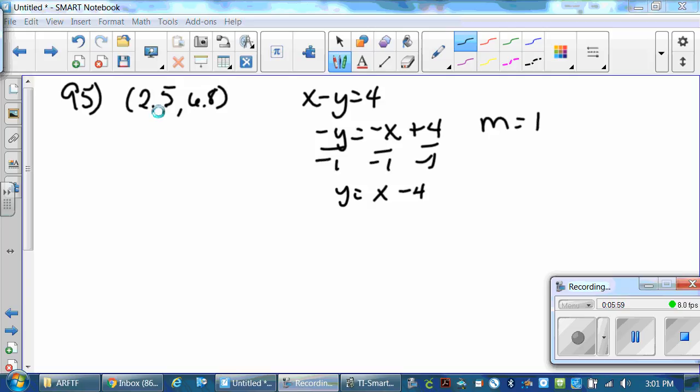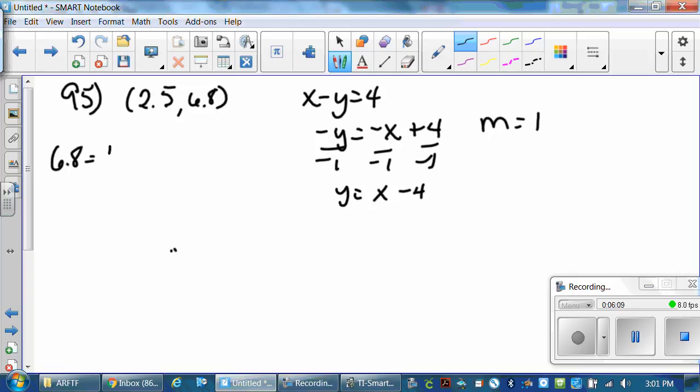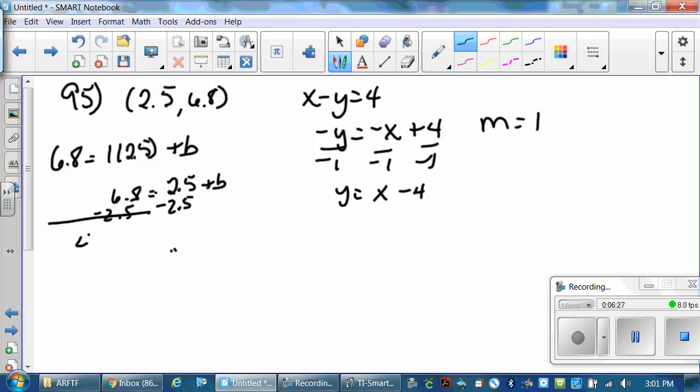So I'm going to use this for my x and y, and my slope is 1, so I'm going to plug in y equals m times x plus b. 6.8 equals 2.5 plus b. Subtract 2.5, and you get 4.3 equals b. So this parallel line is y equals 1x, or you can just write x plus 4.3.